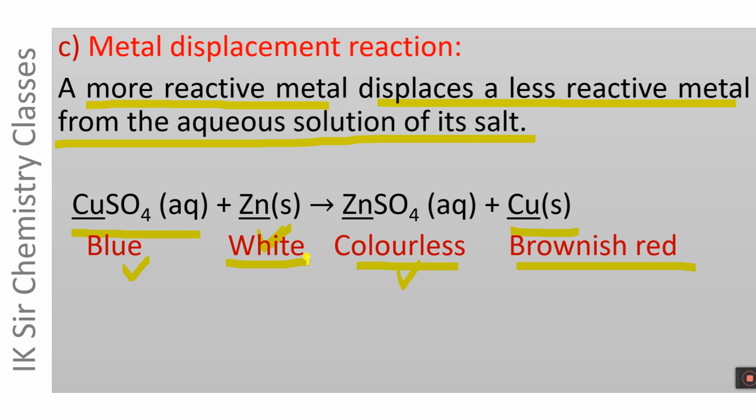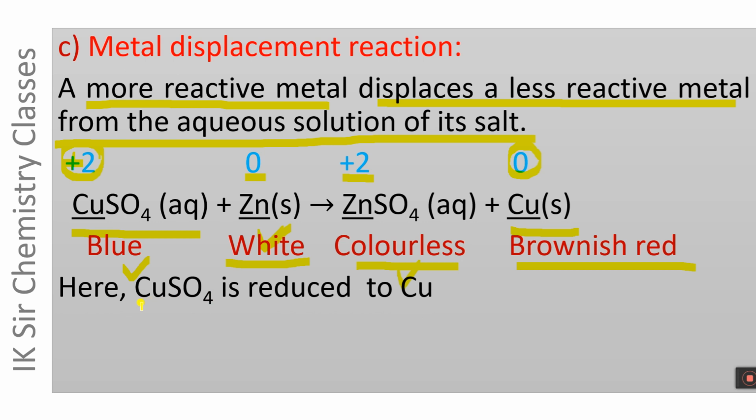The oxidation numbers of various elements in this reaction are given here. The oxidation number of copper in CuSO4 is +2, while in free state in the product the oxidation number of copper is 0. The oxidation number of zinc in the free state is 0, while the oxidation number of zinc in ZnSO4 is +2. It is obvious that the oxidation number of copper decreases from +2 to 0, while the oxidation number of zinc increases from 0 to +2.